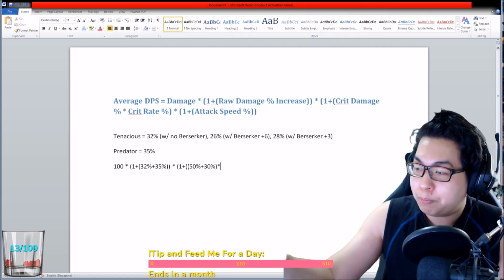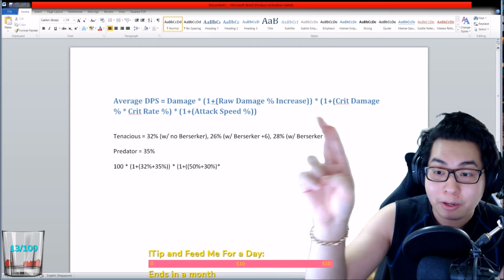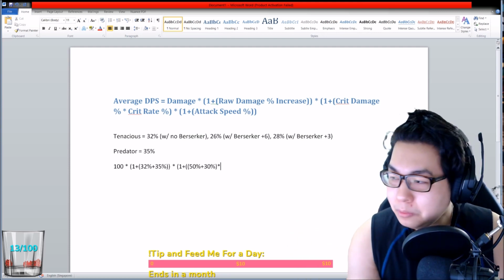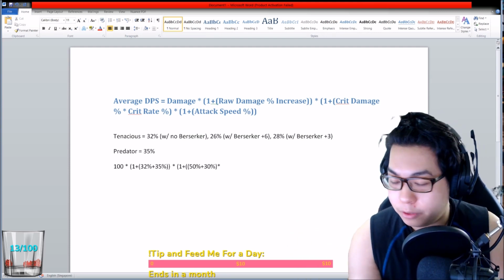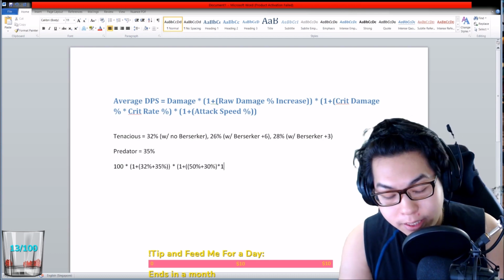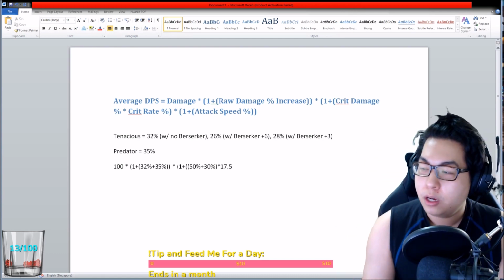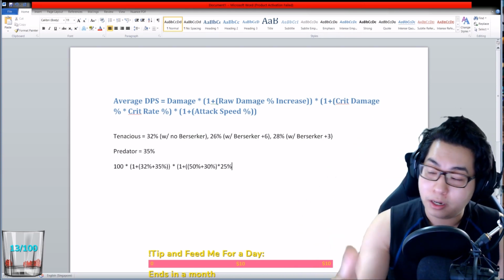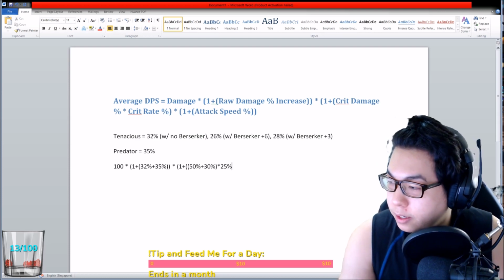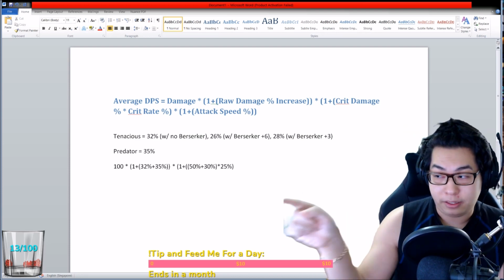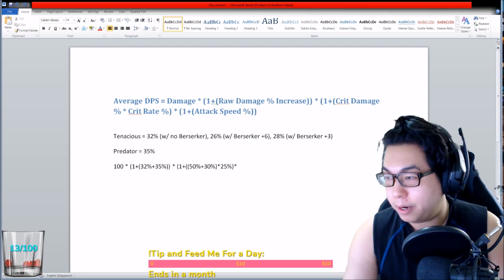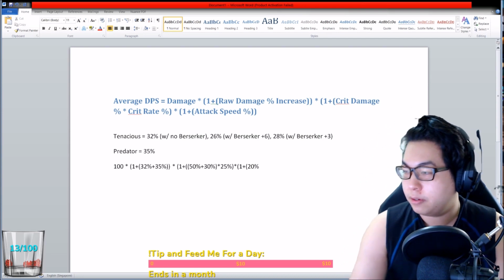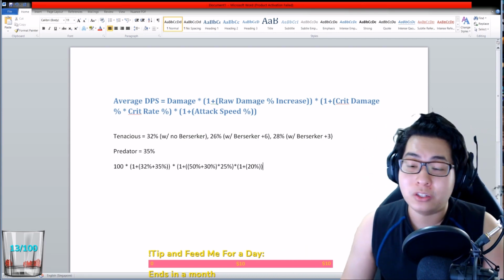And then you got to multiply this, because remember, this is your crit damage multiplied by your crit rate. Let's say you're doing a Half-Life build, your maximum crit rate is going to be 25%, which is your discipline plus 6 and your cunning plus 6. All right, that is what it looks like. And then you multiply by your attack speed, so maybe 1 plus, let's say, 20%. That's what the formulation is going to look like.